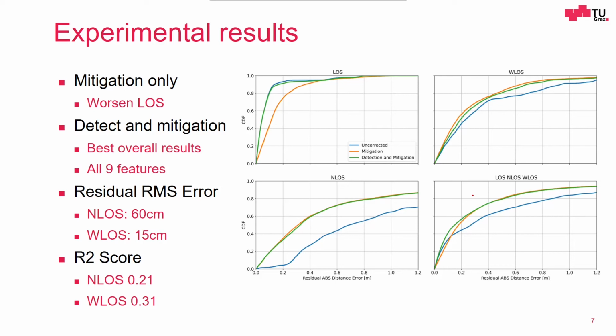We also evaluated the prediction accuracy of the SVR method in terms of the R2 score. And here 1 would mean that it can perfectly predict the distance error, which is of course not possible. 0 would mean that it cannot predict it at all. And here we have a value of 0.2 for the non-line of sight cases and 0.3 for the weak line of sight cases, meaning that there is some dynamic in the distance error estimation. And that means that, for example, for non-line of sight conditions, the SVR does not simply predict always the same value, but there is some dynamic in these estimations.